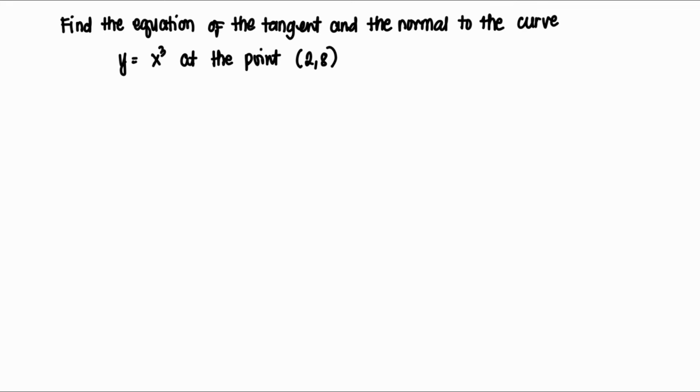So first thing that we need to do, again, we know that the derivative at a certain value of x is the slope of the tangent line. So what we're going to do first is to find the derivative. Differentiating, dy/dx is equal to 3x squared. After that, we can solve for the slope of the tangent line by substituting the value of x, so 3 times (2) squared, so the slope of the tangent line is equal to 12.